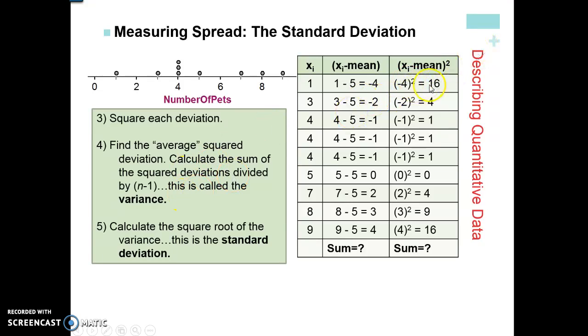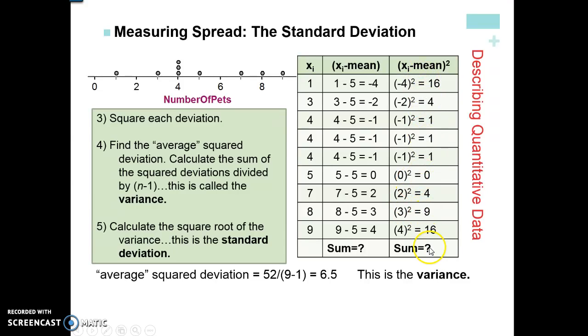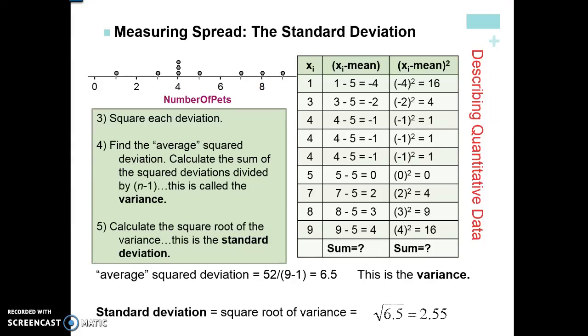Then what we do is we see how far they are away from the mean, square it, add up all of these, and that gives us something called the variance. This number right here, down here at the bottom, is called the variance. Honestly, that's not something that we're going to use very often. We actually want the square root of the variance. The variance is just a way to get to the standard deviation.